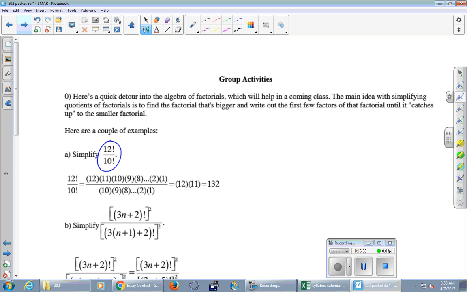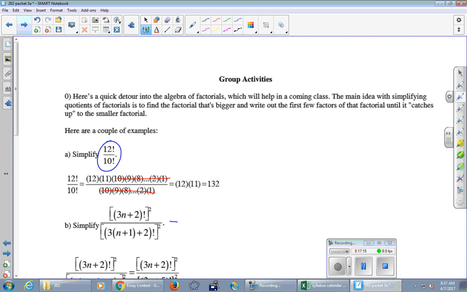12 factorial over 10 factorial. So remember, this is written out here. 12 factorial just really means 12 times 11 times 10 times 9, all the way down to 3, 2, and 1, right? 10 factorial means the same thing from 10 down to 1. Even without doing all of that calculation, we can see there's a lot that simplifies. What cancels on the top and the bottom? The 10, right? 10 all the way down to 1 is exactly the same as 10 all the way down to 1. And so that fraction reduces really simply to just 12 times 11, right? 132. Easy peasy.